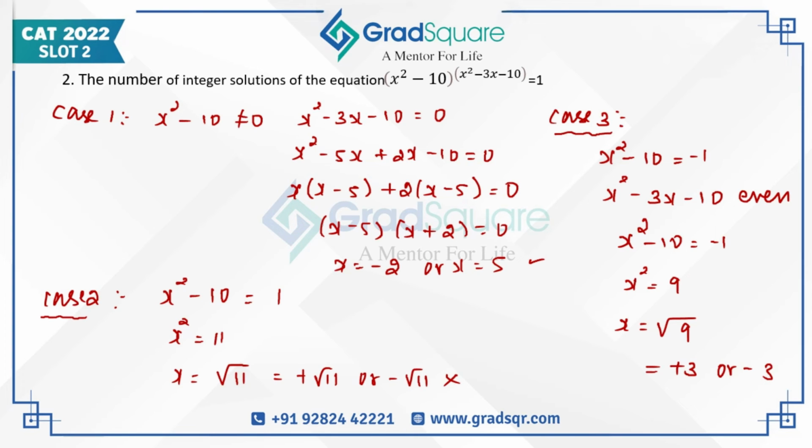So -2 and 5, plus 3 and -3, a total of 4 integers are possible for this equation to hold true. So the answer for this question is 4.